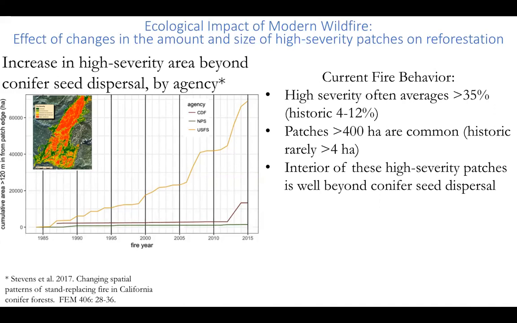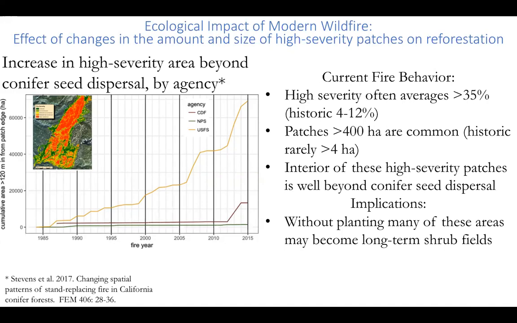That's not to say that there aren't occasional instances of this, and the relative likelihood of this is an area of ongoing research. But there's quite good evidence that natural seed dispersal into high severity patches is limited. And from a forest ecology perspective, this has implications, the leading one of which is that without a planting effort, many of these areas may become long-term shrub fields, or depending on what sort of early successional vegetation follows fire in your region, maybe they'll become perennial grasslands or some other vegetation type.